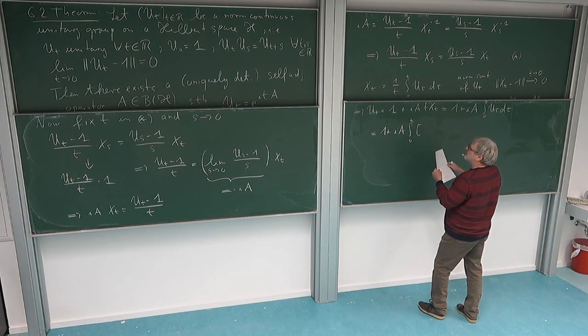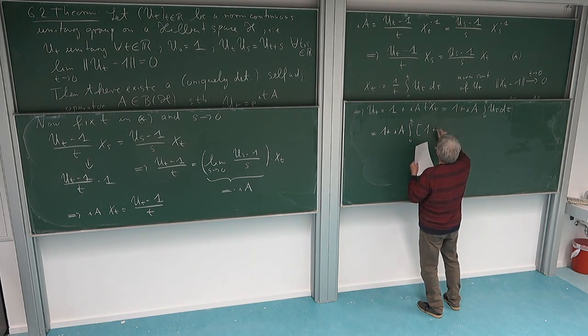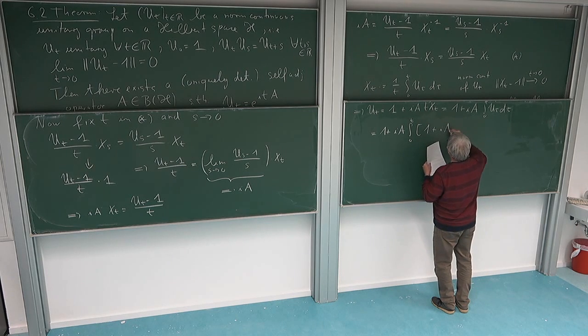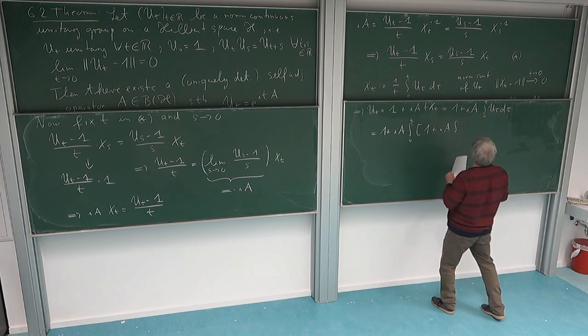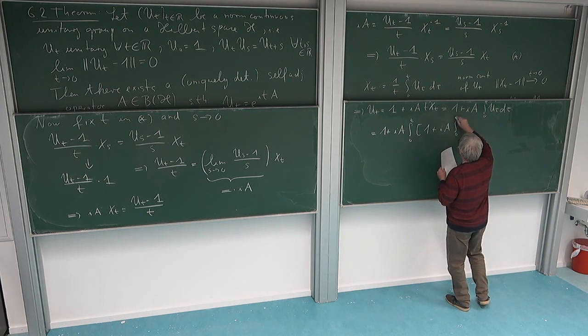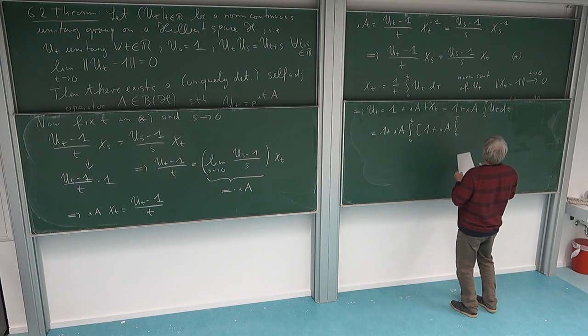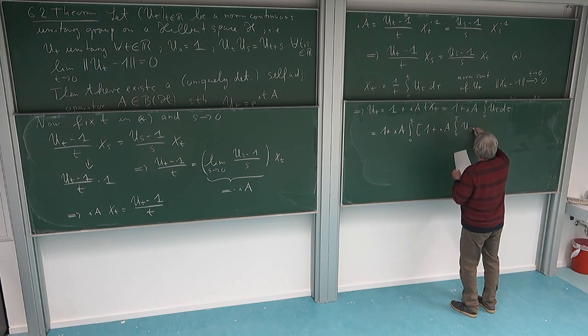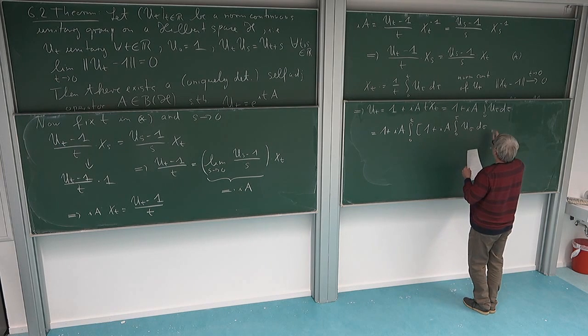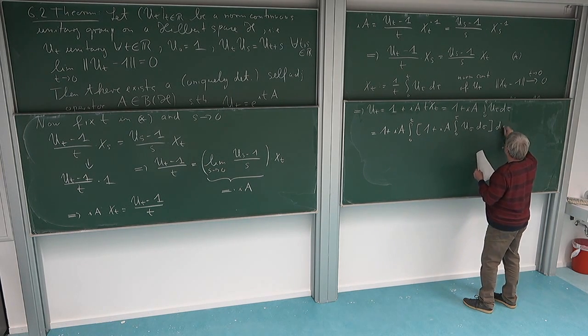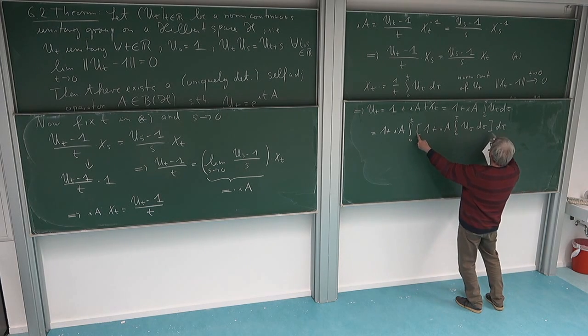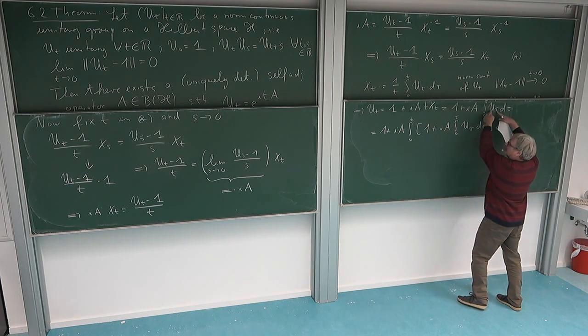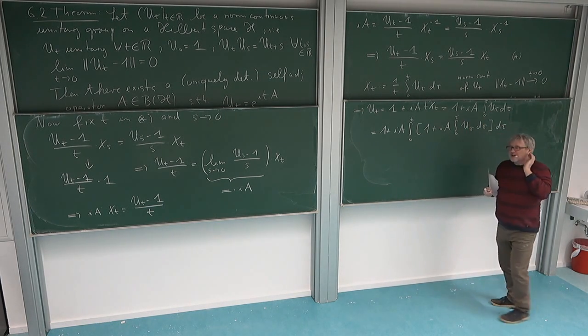So the u(t) was 1 plus iA, and now I have to integrate over a new variable from 0 to tau, because I want the u(tau) here. And I'm integrating over, let's say, u(sigma) d sigma, and here the d tau. So what I have plugged in here is just the u(tau) according to this formula again.